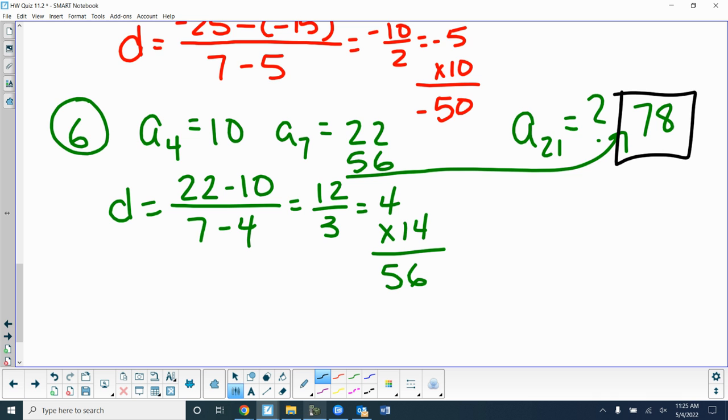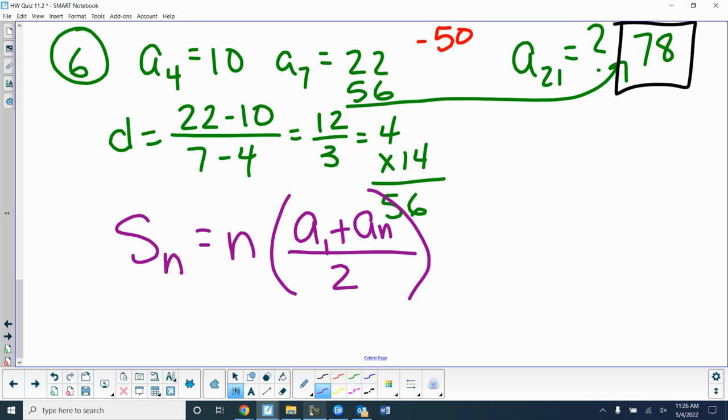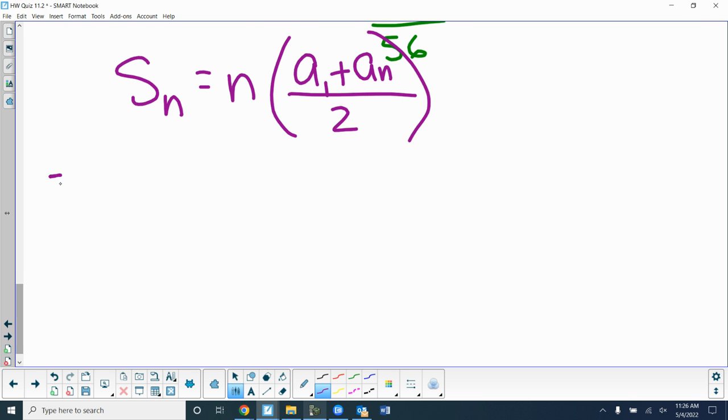Questions on those two? Pretty easy, right, Christopher? Yeah. Okay, the last three, you use this formula. Okay? So for number 7, it says the nth term is 5n plus 3, and it says n equals 11.